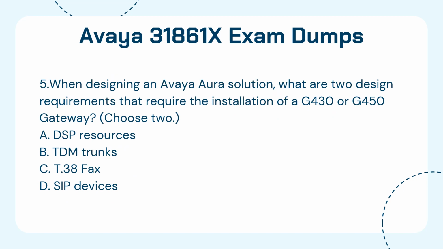5. When designing an Avaya Aura solution, what are 2 design requirements that require the installation of a G430 or G450 gateway? Choose 2. A. DSP resources. B. TDM trunks. C. T38 fax. D. SIP devices.